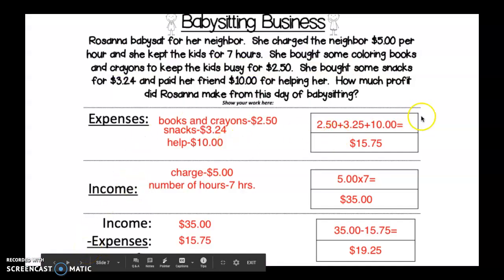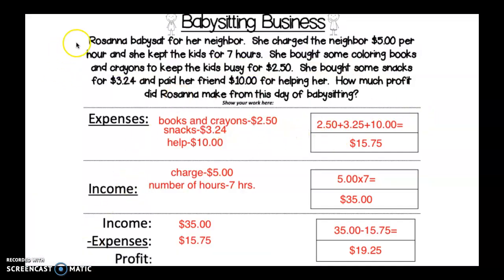So here's another example broken down a little more for you. So Rosanna babysat for her neighbor. She charged the neighbor $5 per hour, and she kept the kids for 7 hours. She bought some coloring books and crayons to keep the kids busy for $2.50. She bought some snacks for $3.24 and paid her friend $10 for helping her. How much profit did Rosanna make from this day of babysitting?